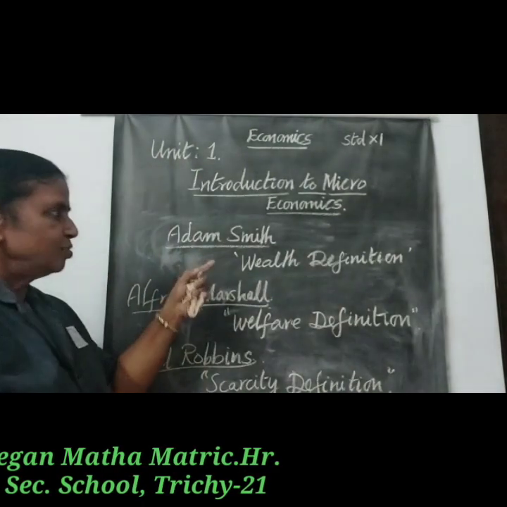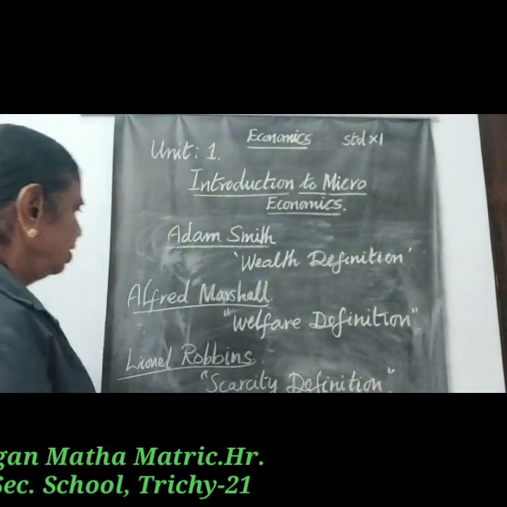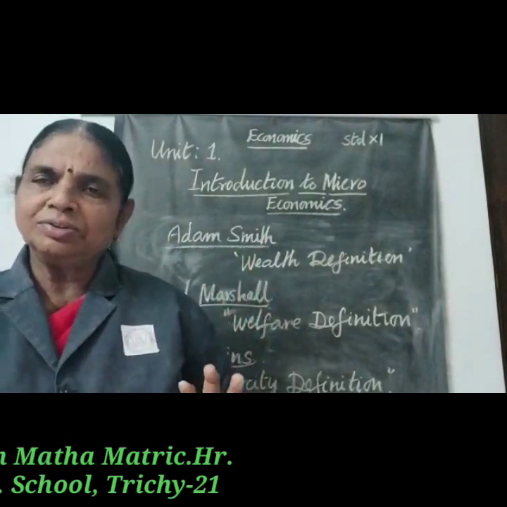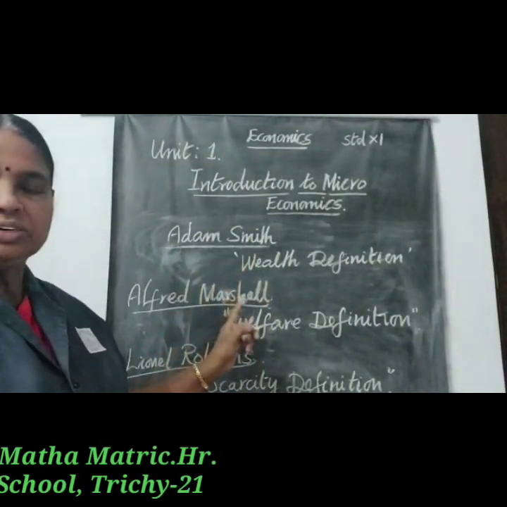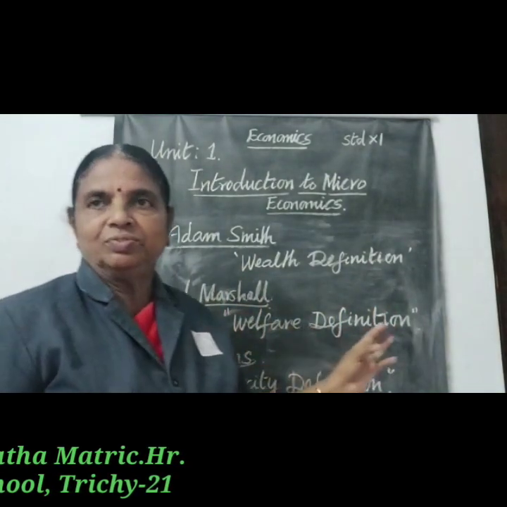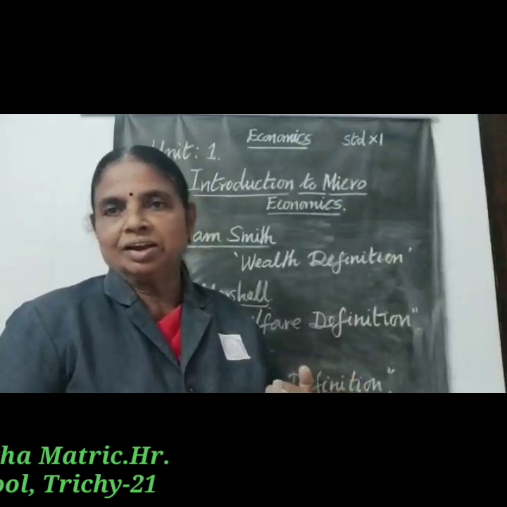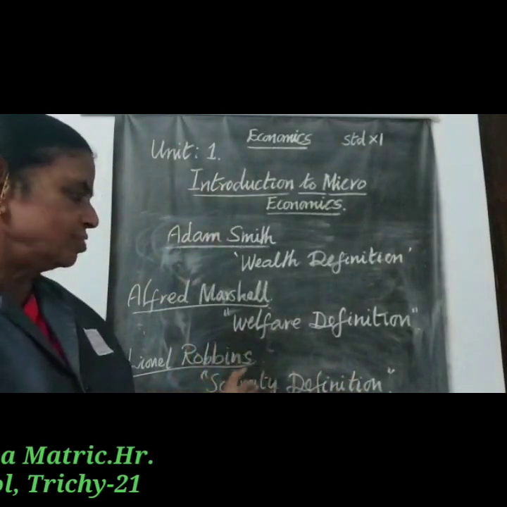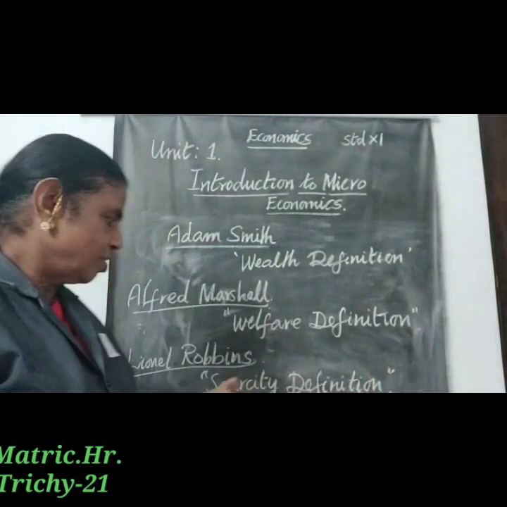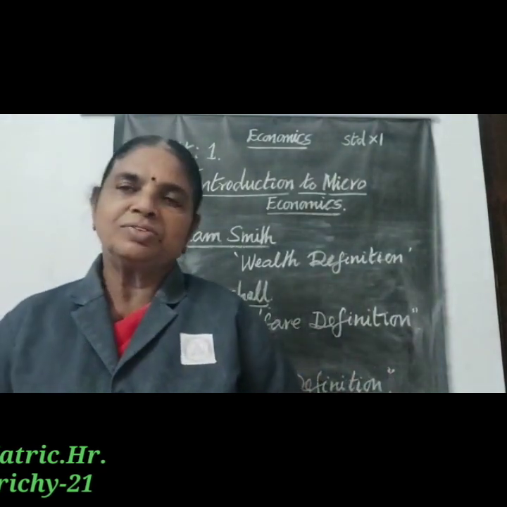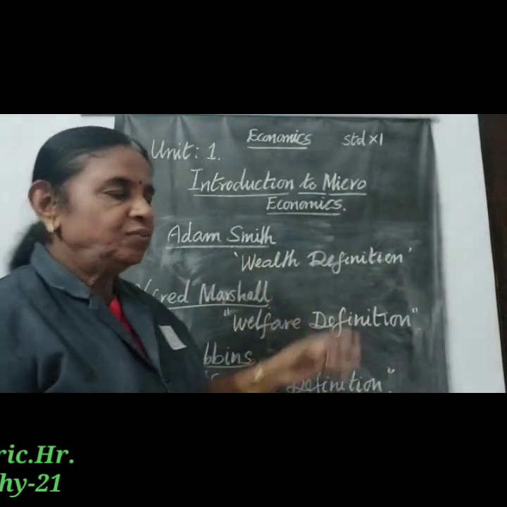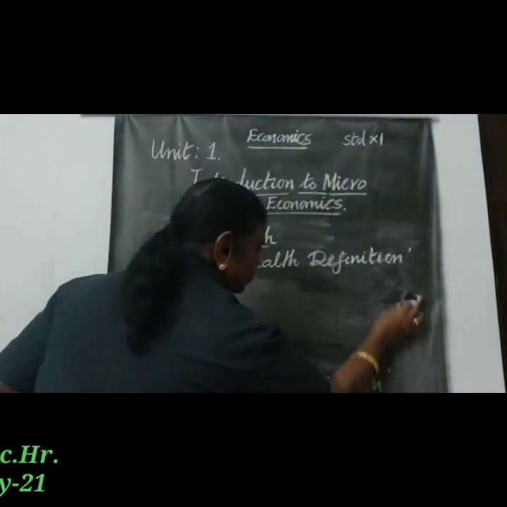So let us learn today Adam Smith's wealth definition. Remember, there are 4 different definitions given by different economists. First, Adam Smith's wealth definition, which is called the classical era. Second, Alfred Marshall's welfare definition, the neoclassical era. Third, Lionel Robbins' scarcity definition, the new age. And fourth, Paul Samuelson's growth definition, representing the modern age.